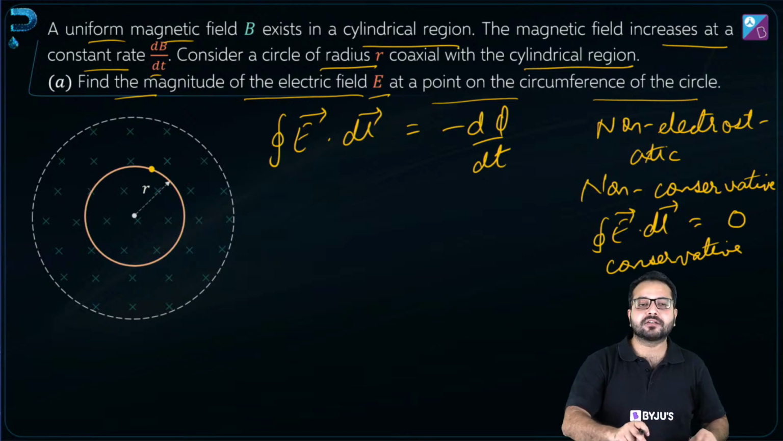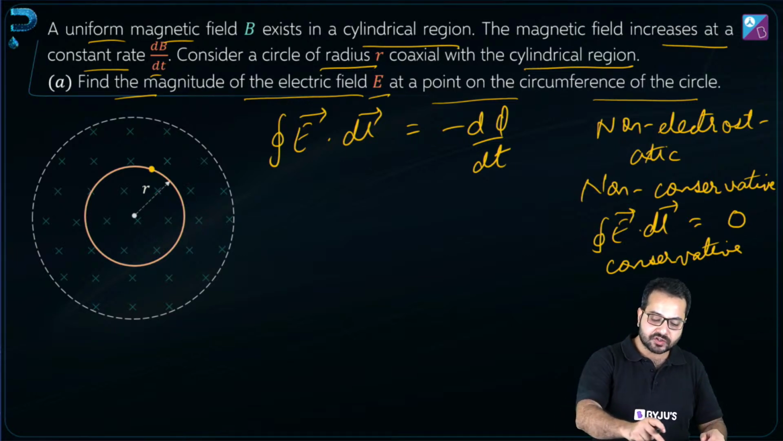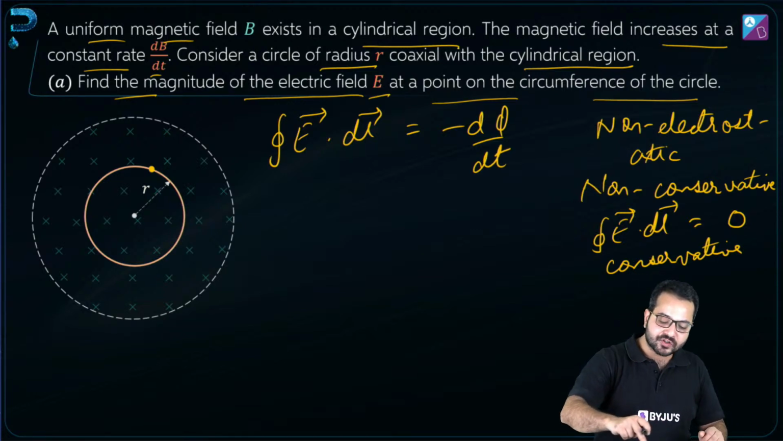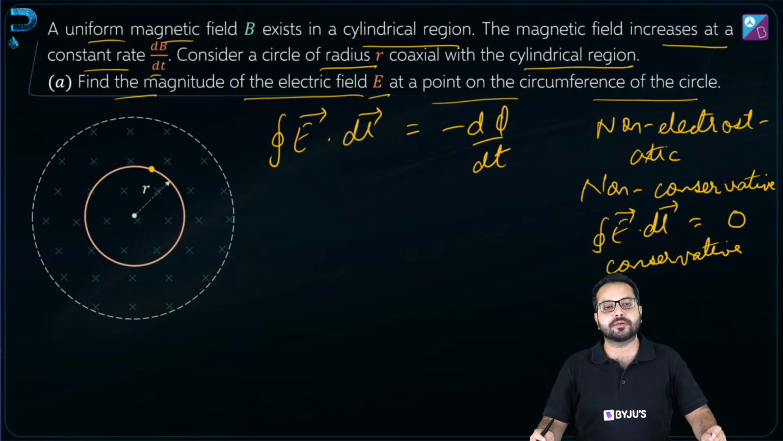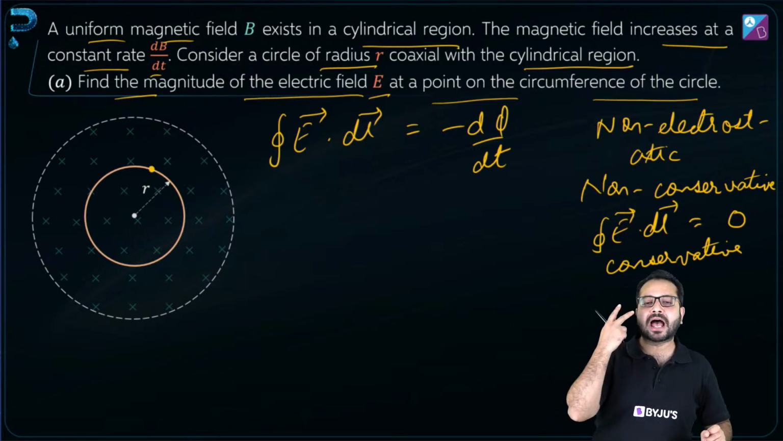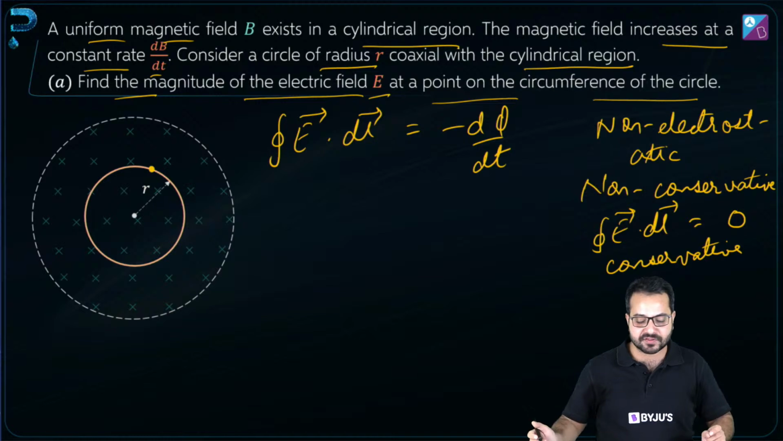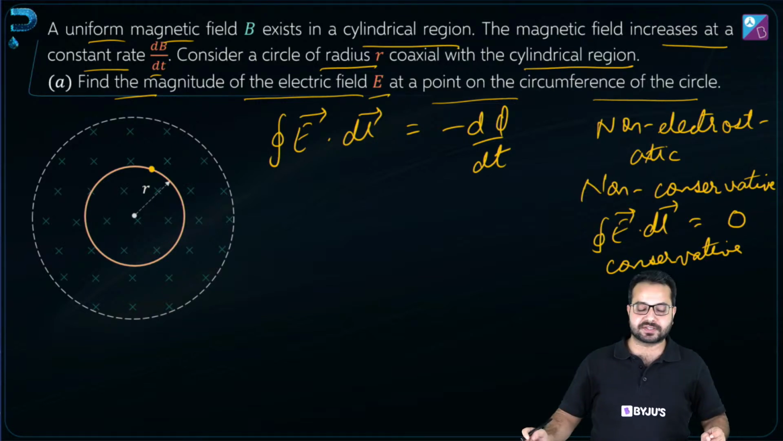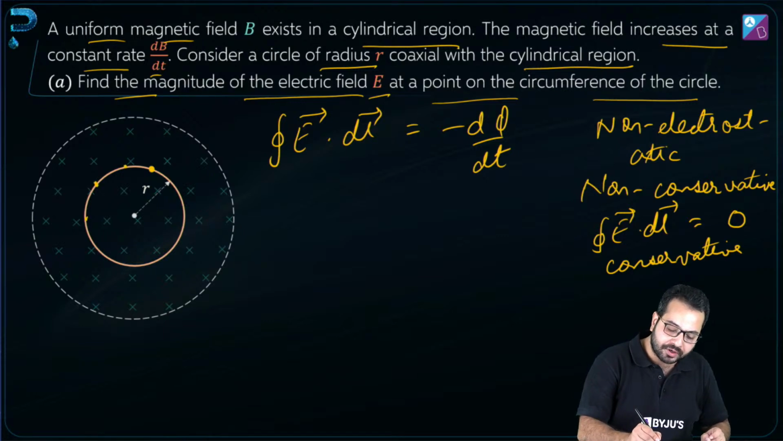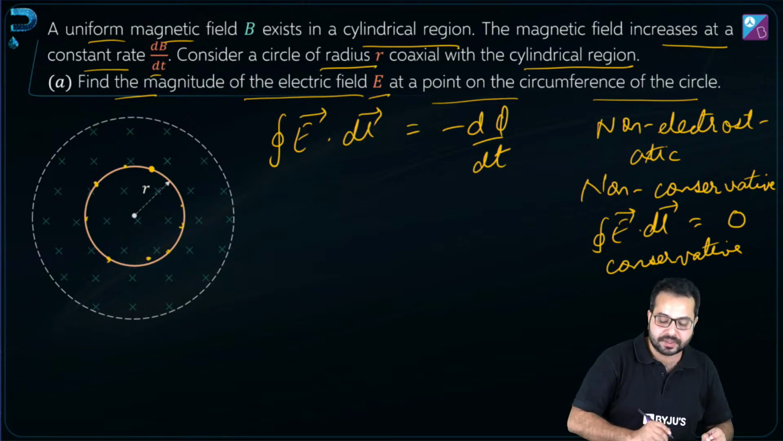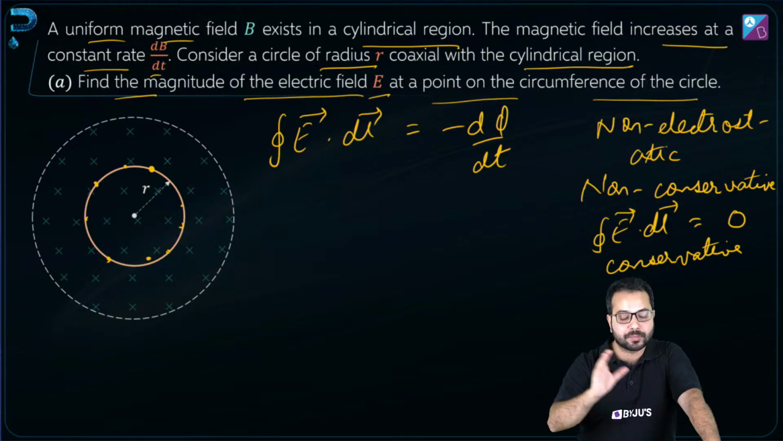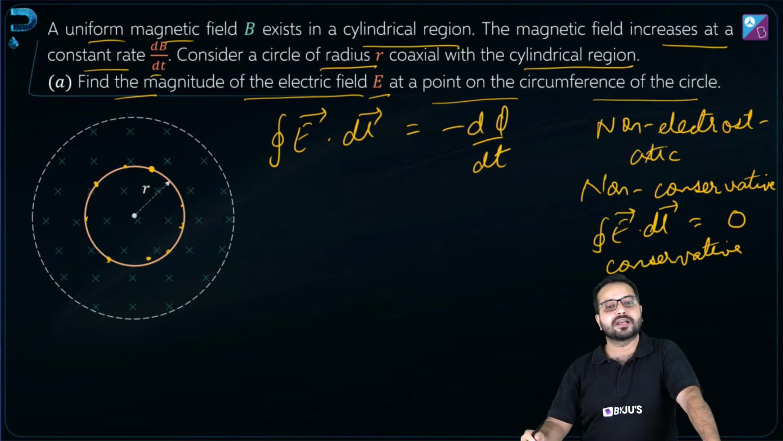Now the magnitude of the magnetic field is uniform in space and it is symmetrical about the center. What does it mean? It means that I can have a symmetry argument stating that the electric field at all the points on the circumference, the magnitude is going to be the same. Is that correct? Because the situation is symmetrical.